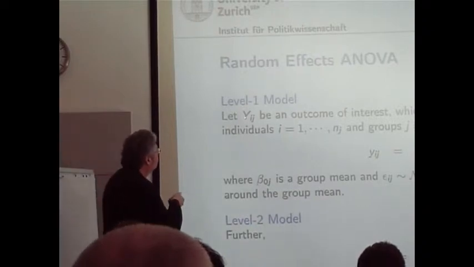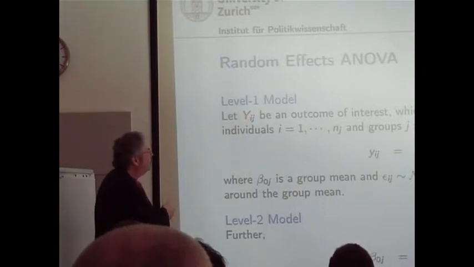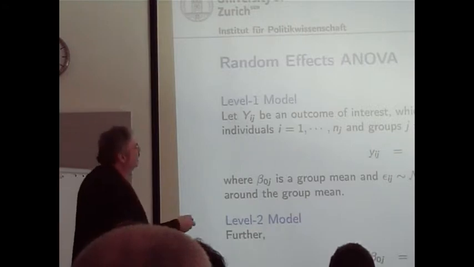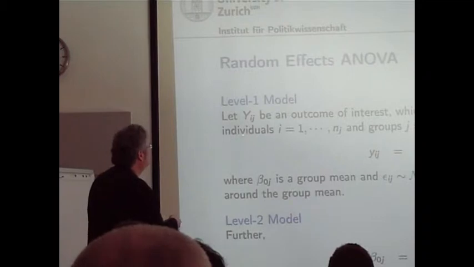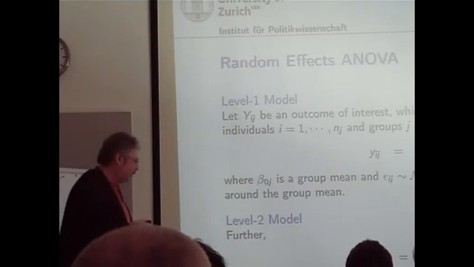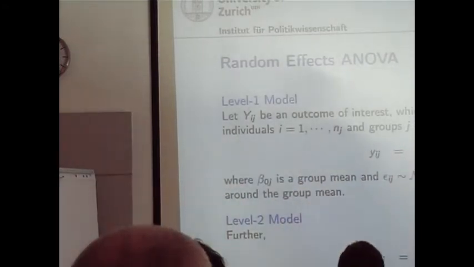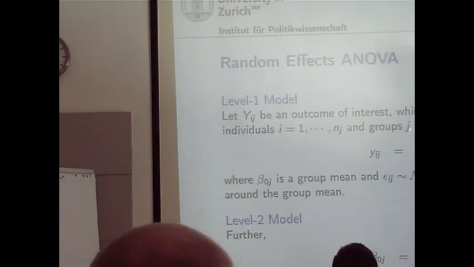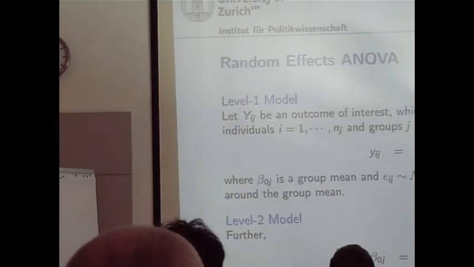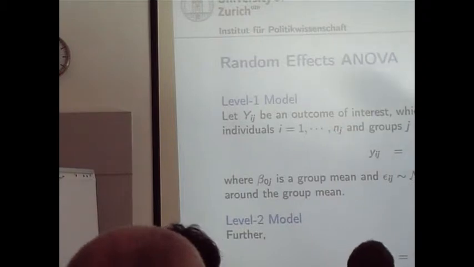We have an outcome of interest, y subscripted i and j, which is some outcome of interest, which varies across randomly selected individuals and groups. Let me say a little bit about the numbers here. We have capital J groups, and as I already mentioned earlier, we want that possibly to be very large. And then we have, in each group, n sub small j individuals.